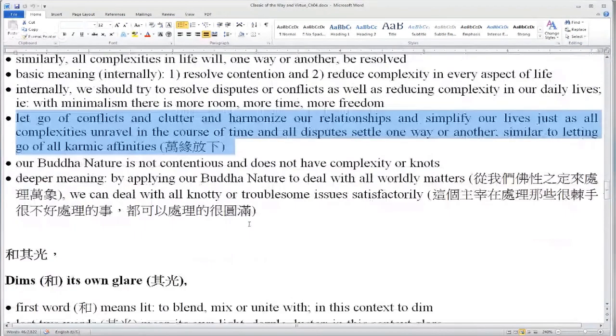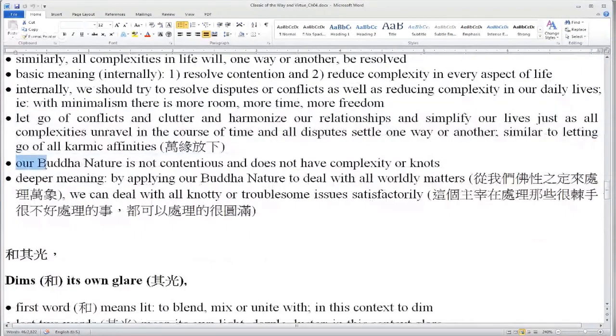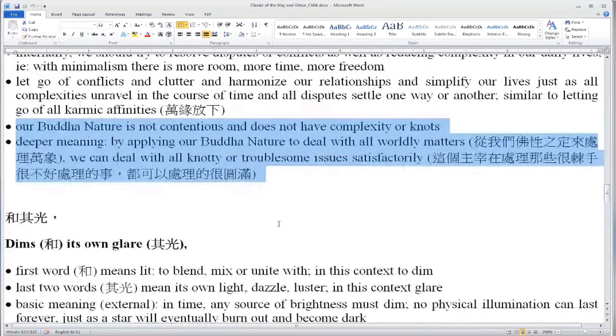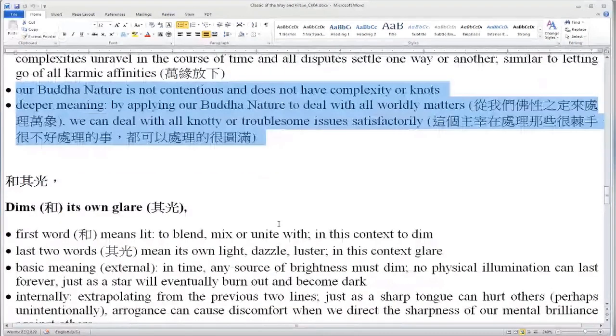Because our Buddha nature is not contentious and does not have complexity in life. It just is. It's not complex. It has no obstacles, you can say. So by applying our deep Buddha nature to deal with worldly matters, we can deal with all naughty and troublesome issues properly.